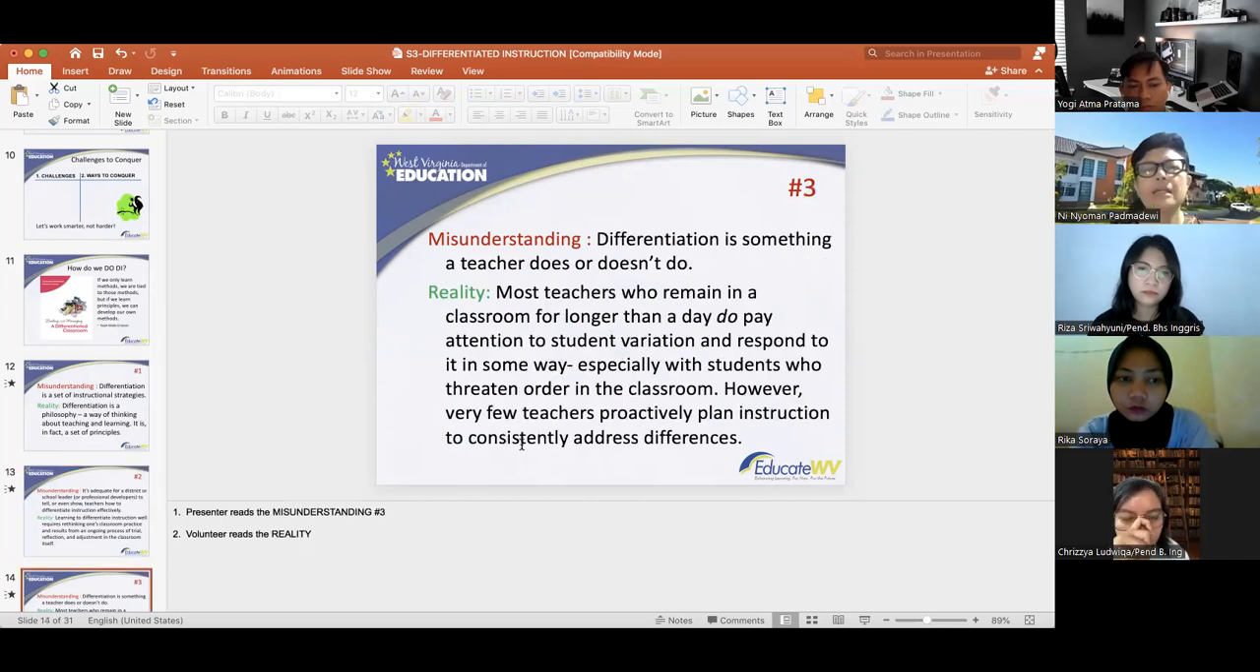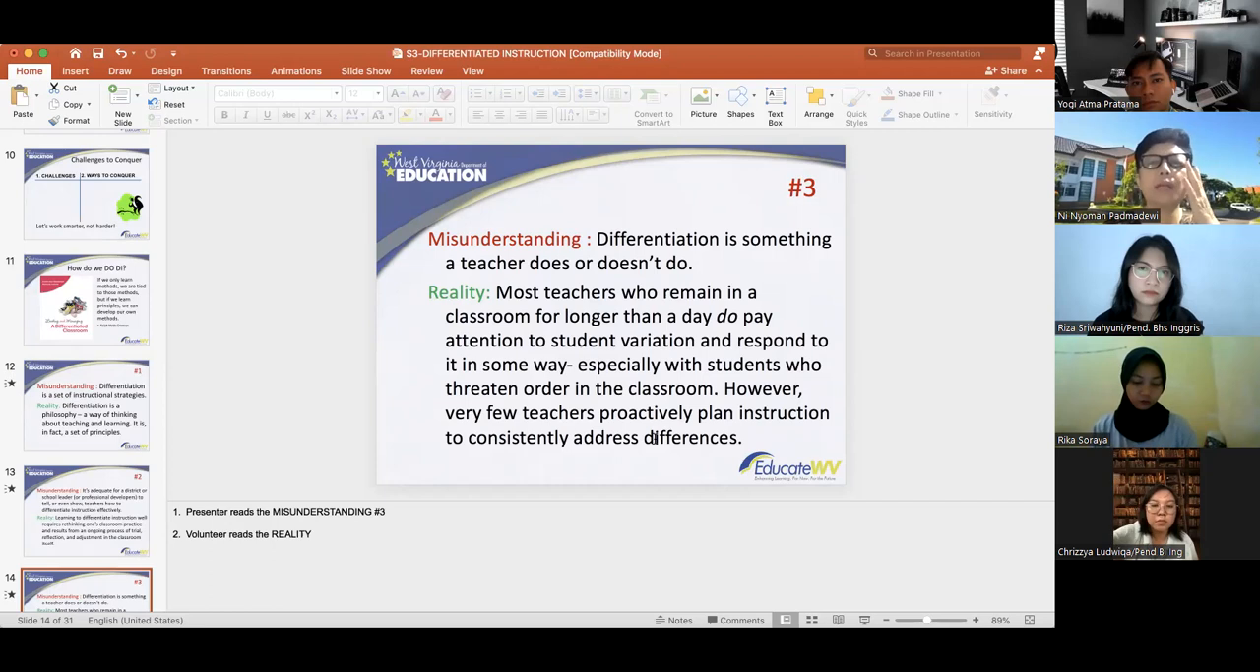The next one: differentiation is something a teacher does or doesn't do. In reality, most teachers who remain in a classroom for longer than a day do pay attention to student variation and respond to it in some way, especially with students who threaten order in the classroom. However, very few teachers proactively plan instruction to consistently address differences. Some teachers sometimes just think about what they can do without preparing, without planning consistently.